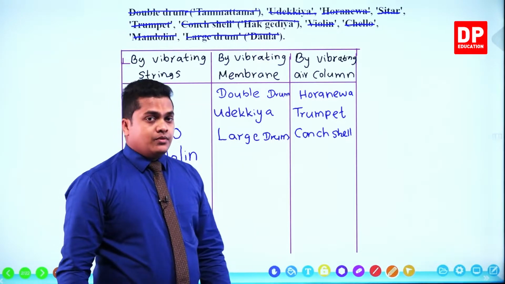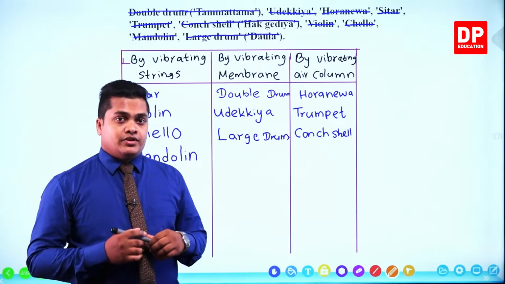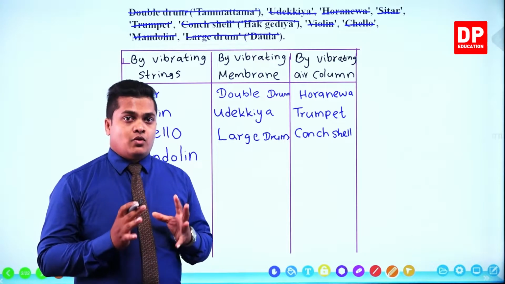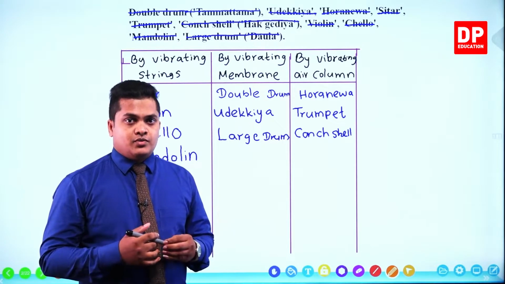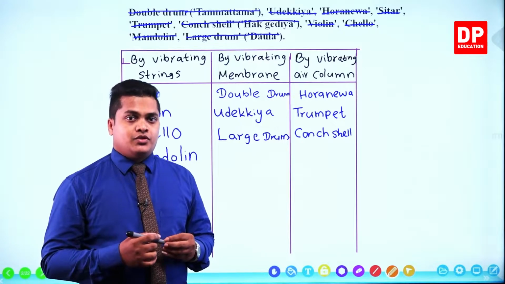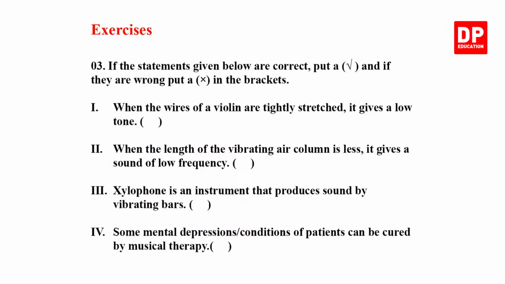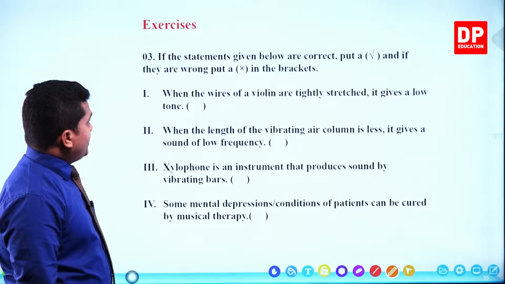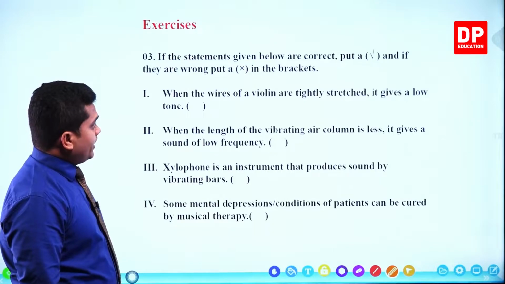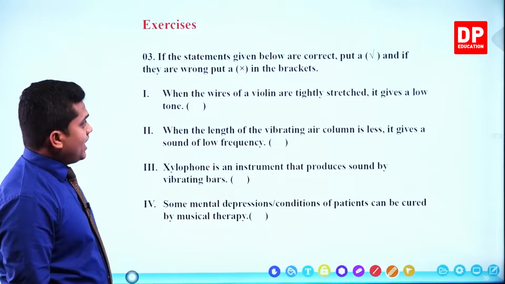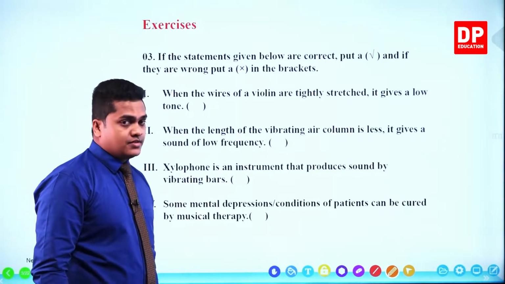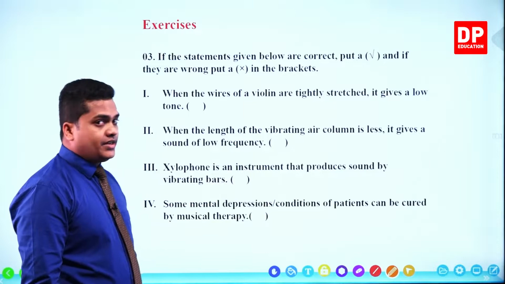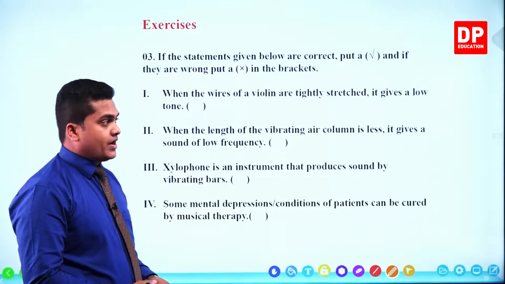Right. Now, these are the two activities given in your textbook, my dear children. So now we'll move on with some additional questions which I have provided to you. If the statements given below are correct, put a tick, and if they are wrong, put a cross in the brackets.